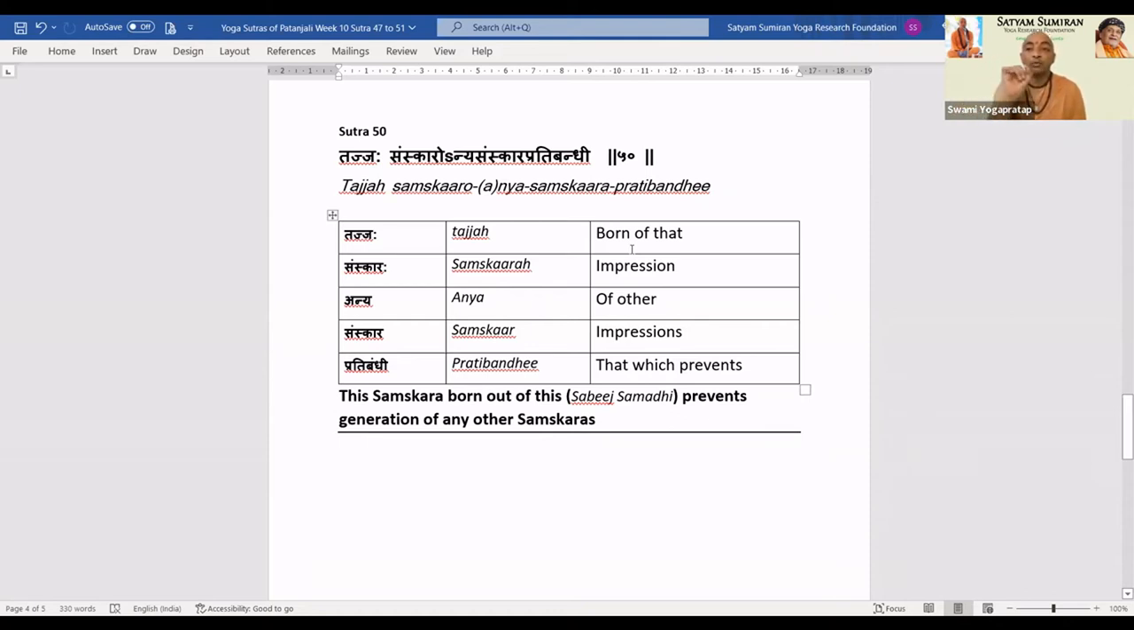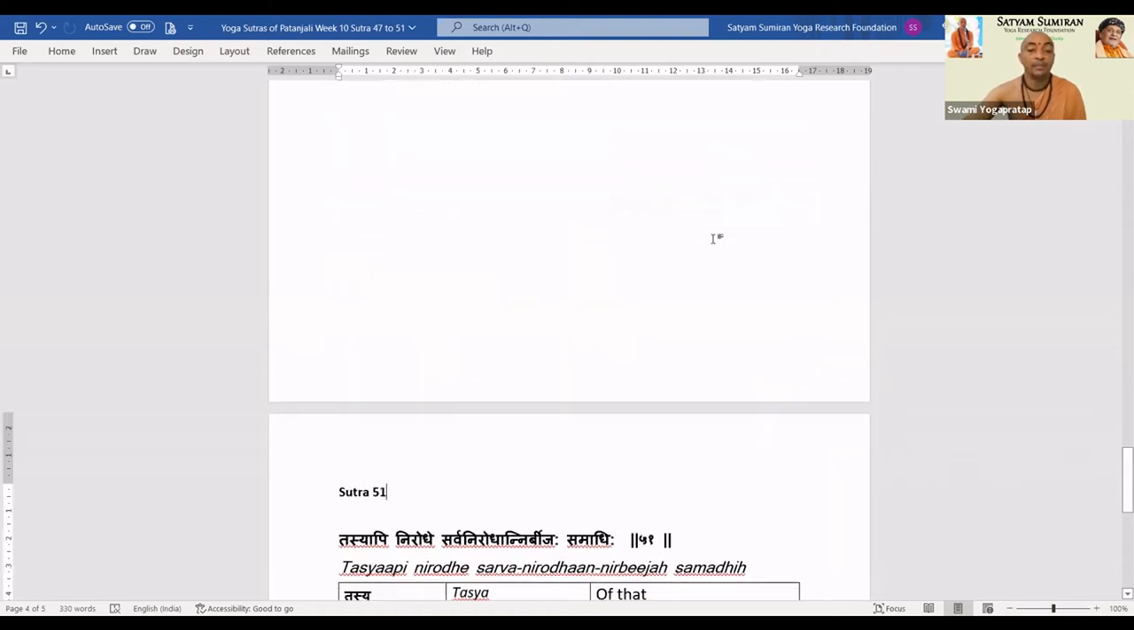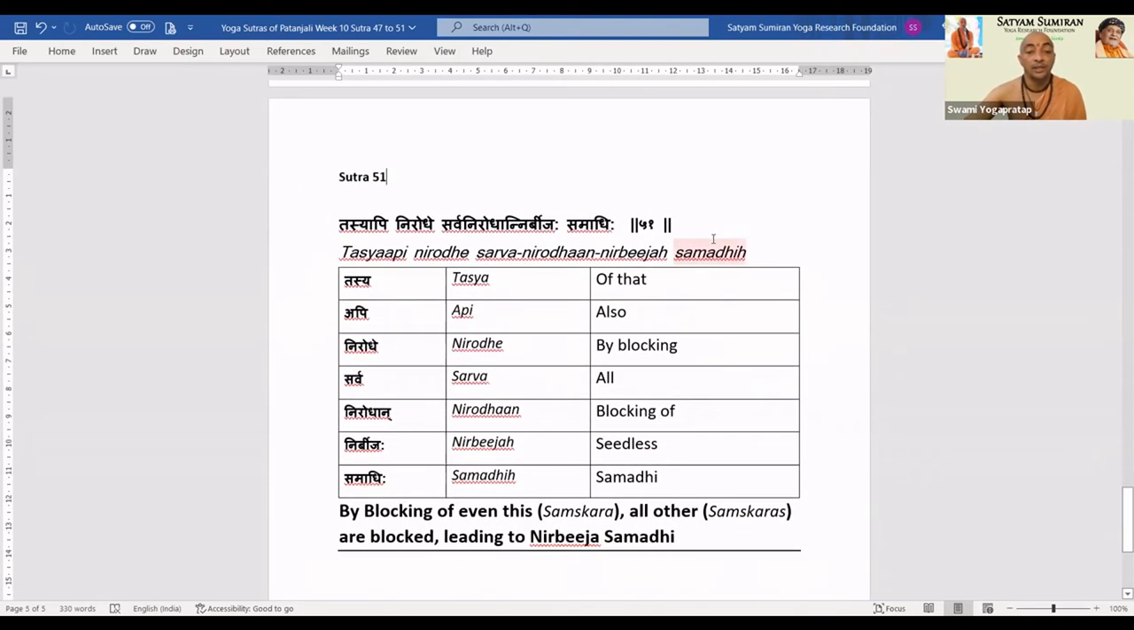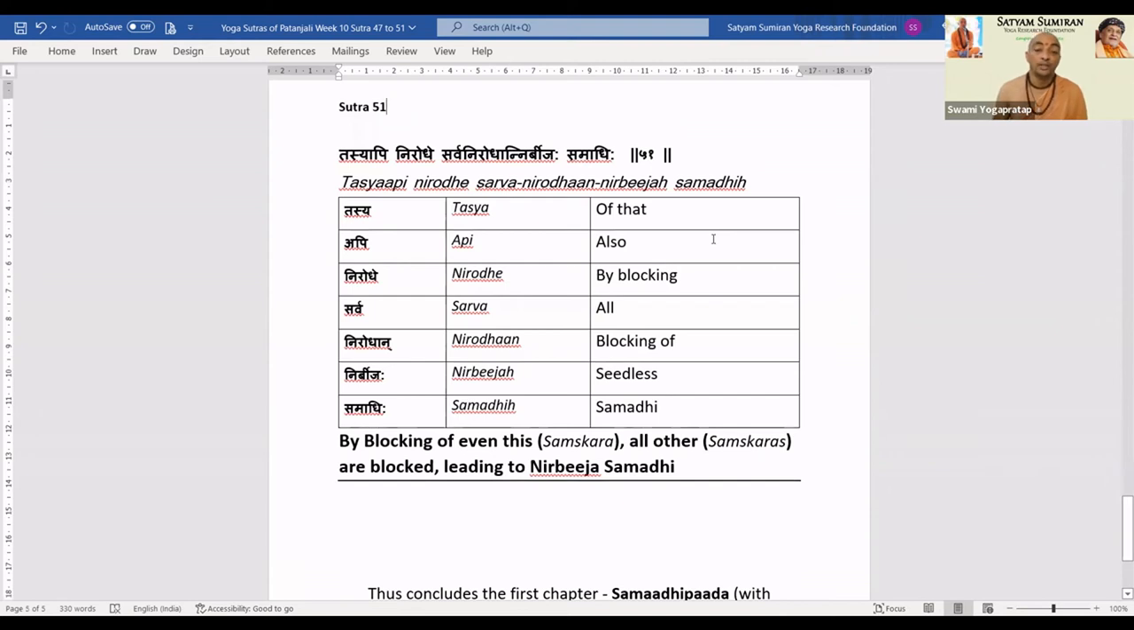It's just like you have got few small LED bulbs. But all those LED bulbs go away when you put on a strong halogen light. So same way, this samskara overrides, wipes away, blocks any other impression. So on the chitta, nothing else can fall except this. And when that happens, then we need to, they say, go beyond that also.